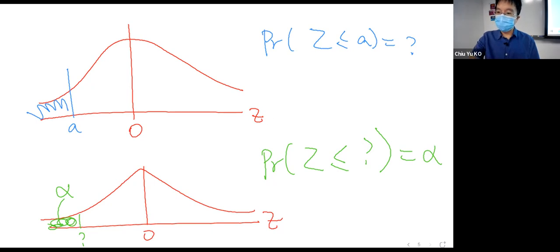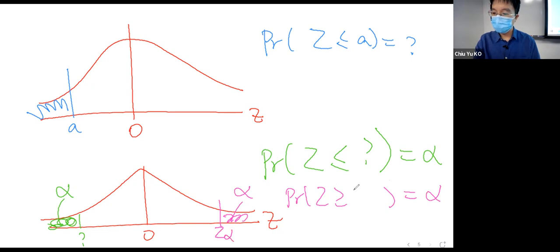Very often with the notation, I just follow the book. Usually the book, instead of asking this, asks for this area being alpha, and they call that Z alpha. Why they do this, I don't know. This is how the book says it. And of course, this would mean negative Z alpha. This is the notation used in the book, so that's why I follow it.